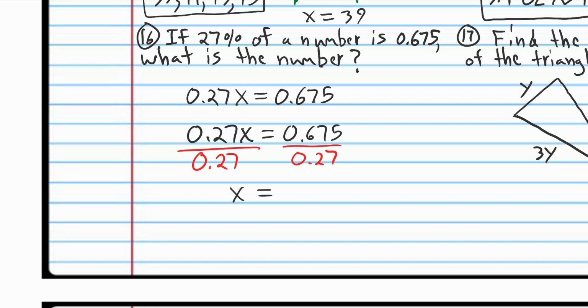So 0.27, or actually 0.675 divided by 0.27 is 2.5. So x is equal to 2.5. That's the number that we're looking for.